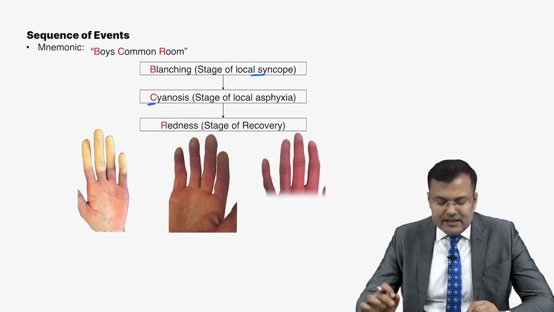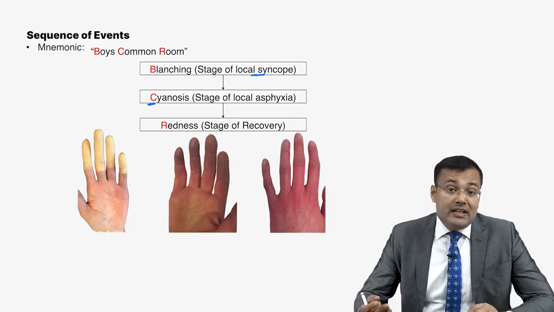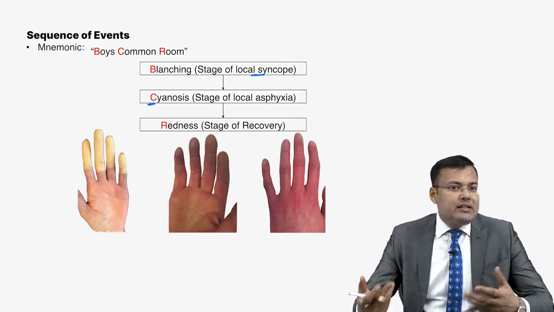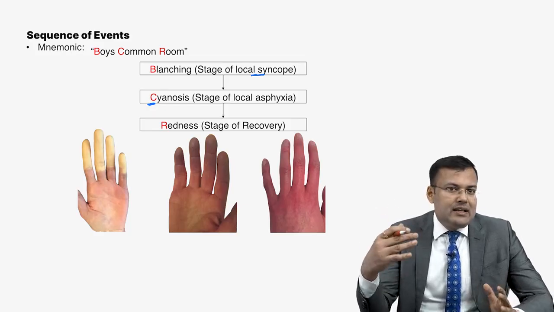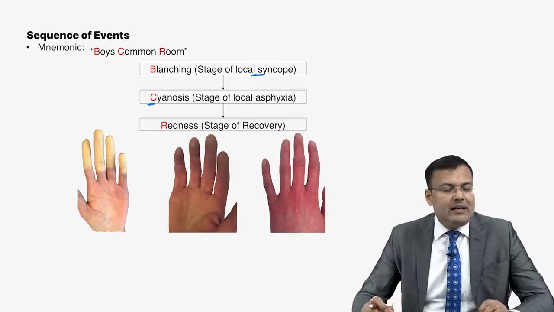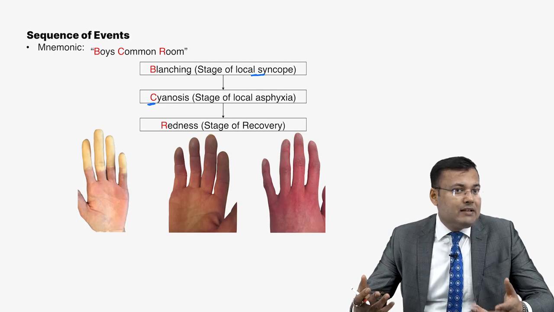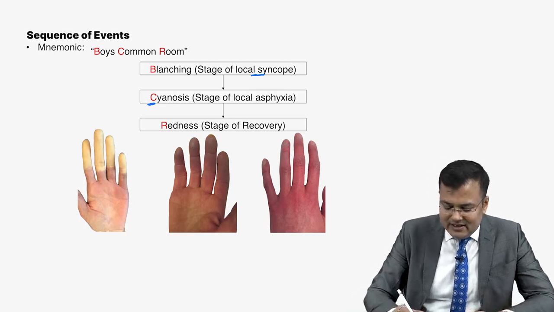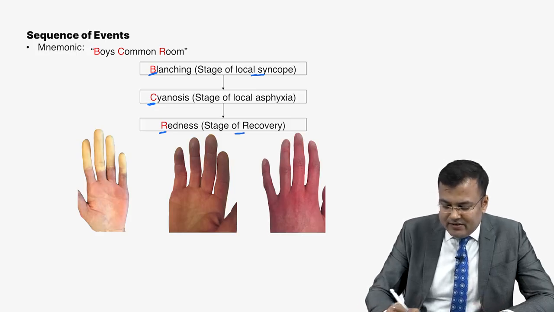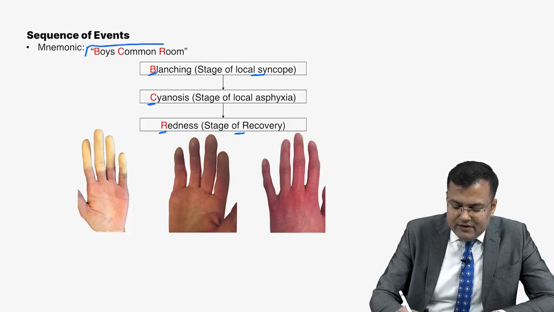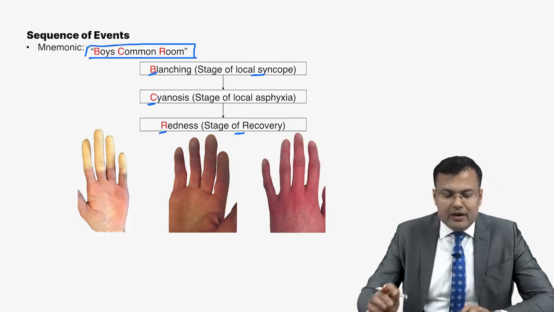And after that, there is redness. Why? Because there is recovery. Whenever there is recovery, there is resolution of digital spasm, and in that case, there is increased blood flow in the dilated arteries and capillaries. And whenever there is increased blood flow, there is redness. So there is blanching, cyanosis, redness. Redness is the stage of recovery. So how to remember the sequence of events? Boy's Common Room in Raynaud's phenomena.